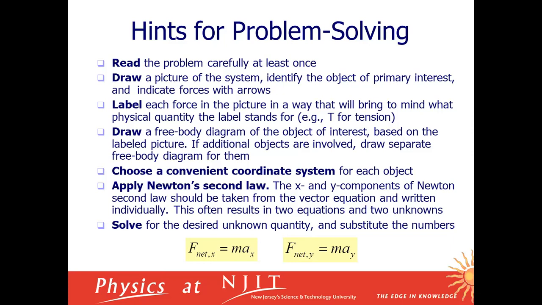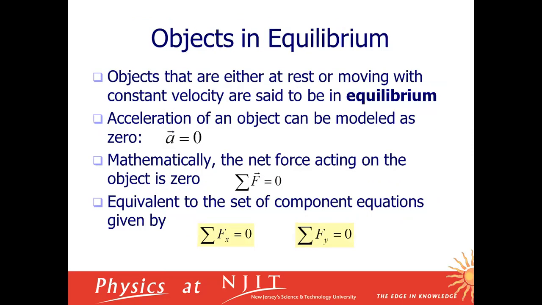Choose a convenient coordinate system for each object. Apply Newton's second law. The x and y components of Newton's second law should be taken from the vector equation and written individually. This often results in equations with two unknowns. Solve for the desired unknown quantity and substitute the numbers. Usually, F net at x is equal to mass times acceleration at x, and F net of y is equal to mass times acceleration of the y component.